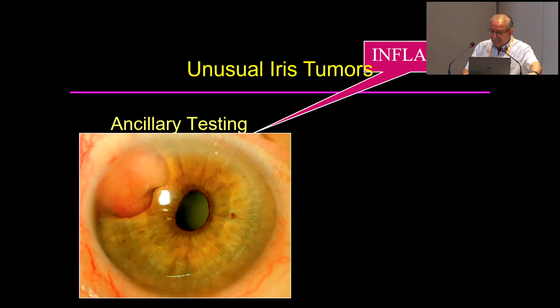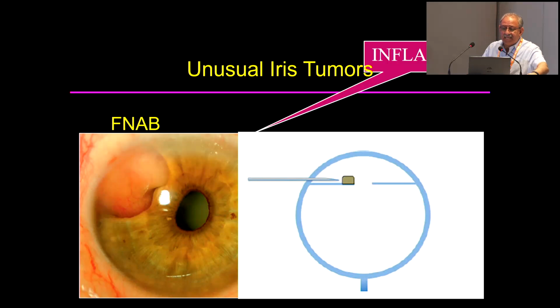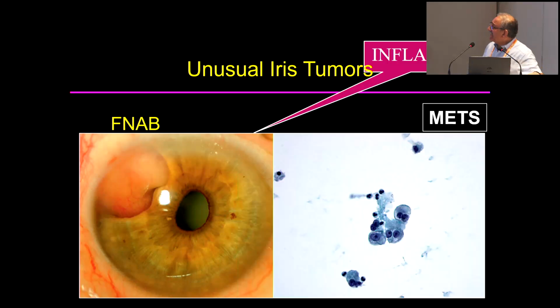So we biopsied him with a needle aspiration biopsy, and it came back as renal carcinoma. And then we went back and looked in his history. He had a nephrectomy some years ago. He had forgotten. He had dementia. He doesn't remember. So it's a renal metastasis.